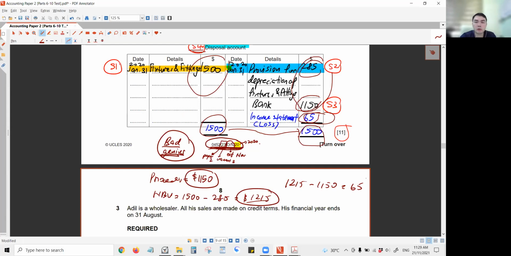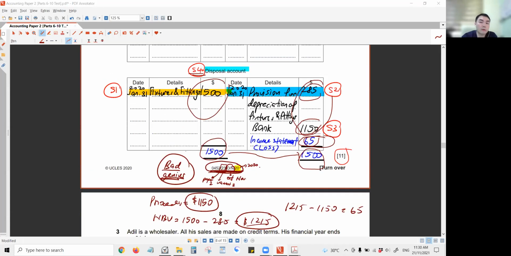What do you mean equal to each other? I don't get it. What equals to what? Disposal account, you always do not have the balancing. You are trying to find this last number, whether the income statement will appear here or it will appear here. You are trying to find this figure. If it's on the left, then it's profit on disposal.